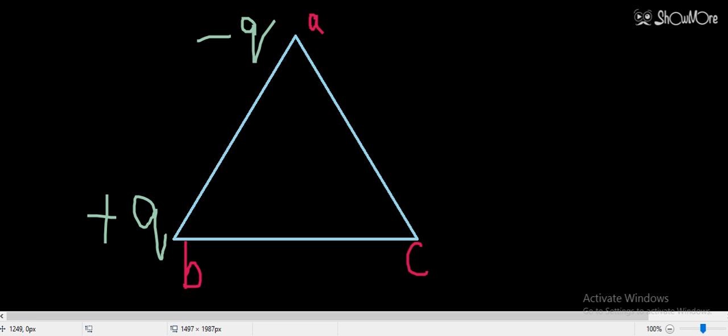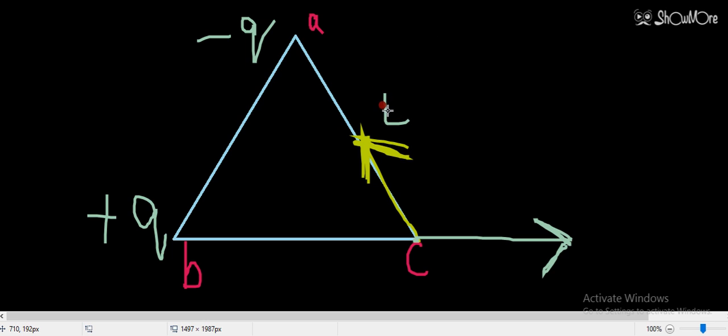Now I am giving this question as homework to you. Due to this negative charge, the direction of electric field will be along this direction. And due to this positive charge, a positive test charge is placed here, so the direction of force will be along this direction. Let's take it as E1, or you can write it as EA. And this is EB.